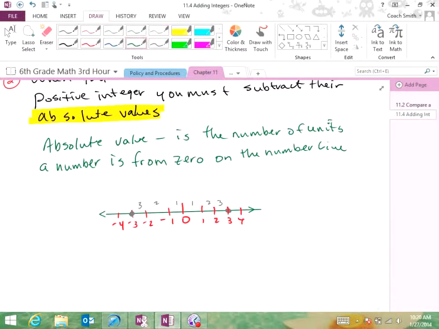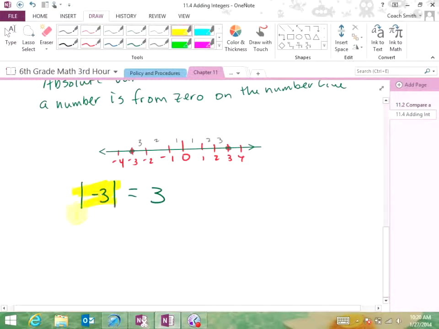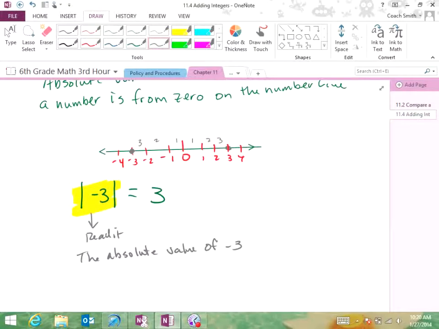Okay, so the absolute value, and how you write the absolute value of negative 3 is with 2 vertical lines on either side of the number, and that is equal to 3. This right here, you read it, the absolute value of negative 3. That's how you read what I've highlighted in yellow. The answer to that is 3.